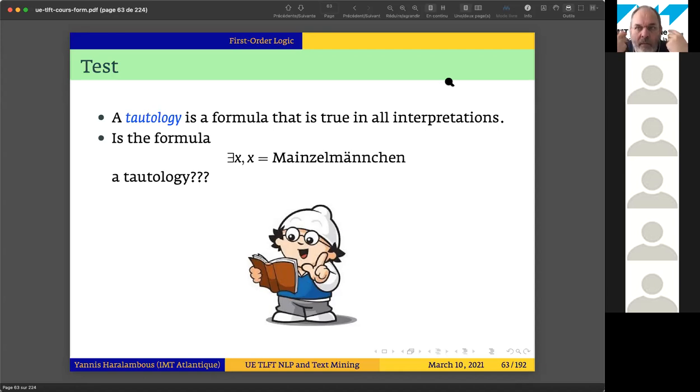So this is to understand that interpreting is not like in everyday life, where we all know what interpretation means, and musicians interpret, and commentators on TV interpret, and so on. No, this is a specific technical operation called interpretation, and it has rules, and one of the rules is that for each constant you need an individual. Once you have taken an individual for Mainzelmännchen, automatically it means that in your domain you have a Mainzelmännchen, and therefore the formula is true. I hope it is clear, and I hope it shows you that interpretation is a specific operation with specific rules.